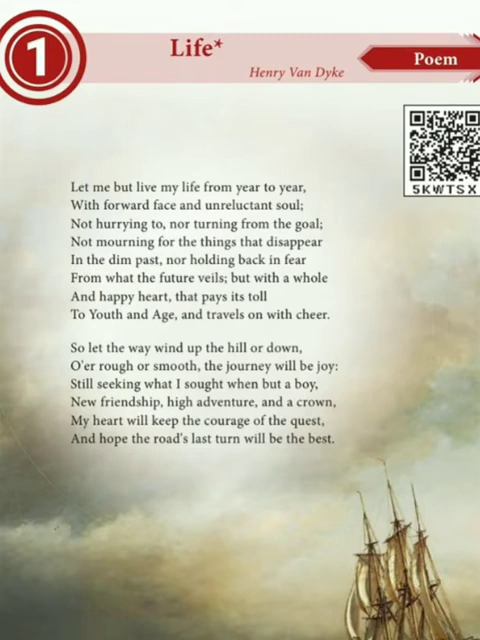Overall summary within a second, we will just recall the first stanza. The poet is telling that please allow me to live my life from year to year. I don't want to turn back from my goal or turn away from my goal, and I've got to look forward, and I am not going to do something hurriedly. And I am not going to mourn, means cry, for the things that disappear in my life. I am not going to worry about my dim past. Dim past means sad past.